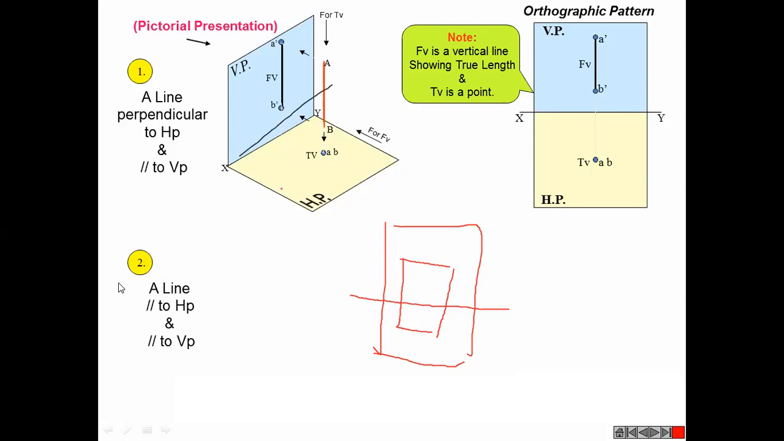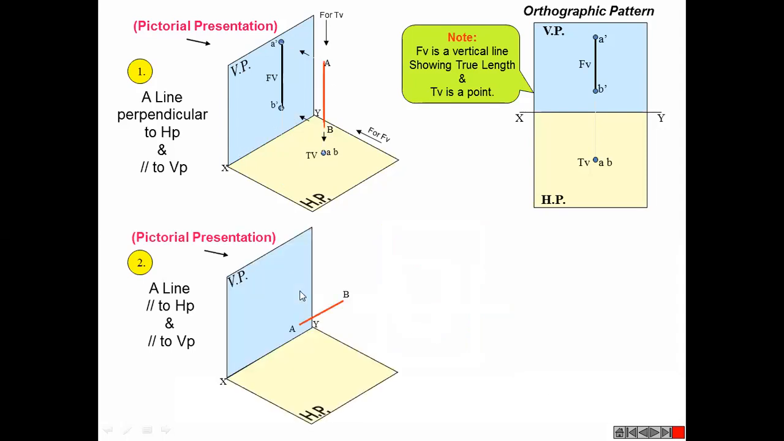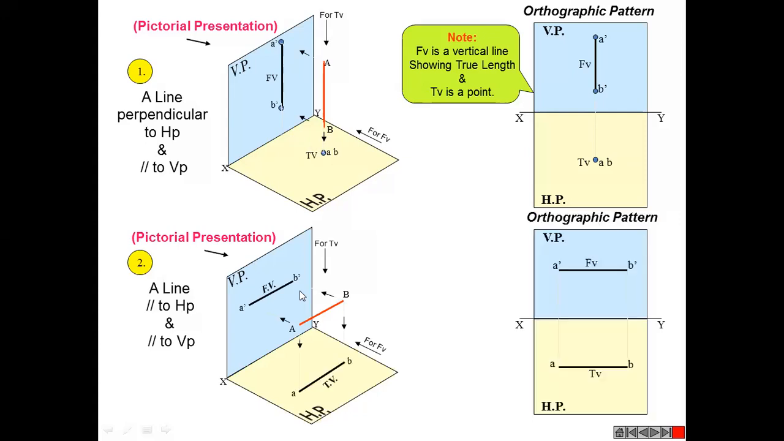Yes, correct. Okay. Now we will see. This is a horizontal line. It is parallel to both planes. Now it will have true length in both the planes. Both the views it will be having its true length. Got it? Because it's parallel to both, so we will be getting true length in both the views.